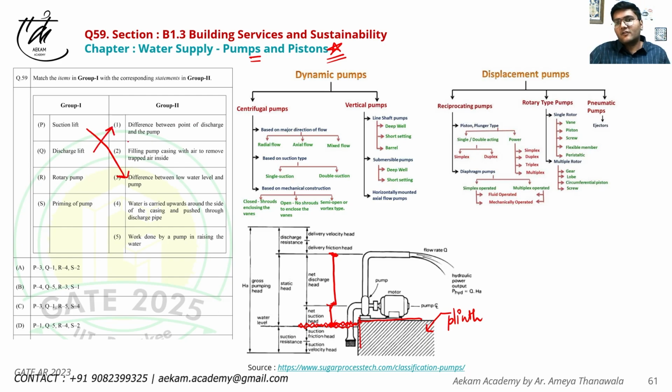Rotary pump is a type of displacement pump. There are two types of pump: dynamic and displacement pumps. Again, a very broad topic to get into. But for rotary pump the correct option would be 4. Water is carried upwards around the side of the casing and pushed through a discharge pipe. So this is how a rotary pump works. This has been asked in GATE 2023 questions also. So I would highly suggest to go through all these broad types and broad working of the pumps.